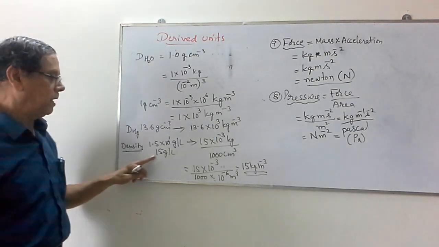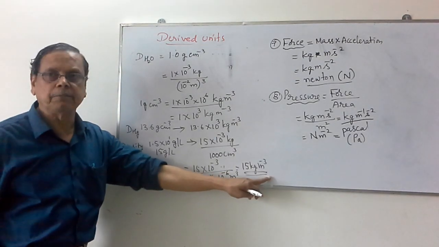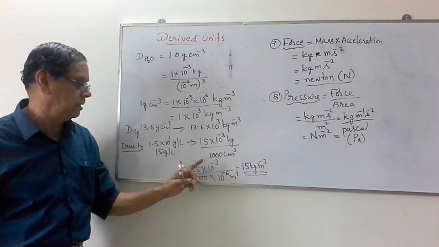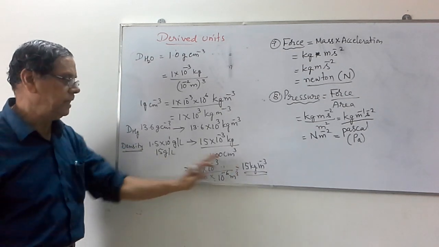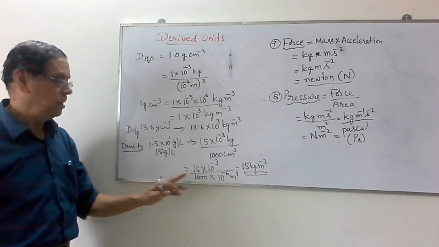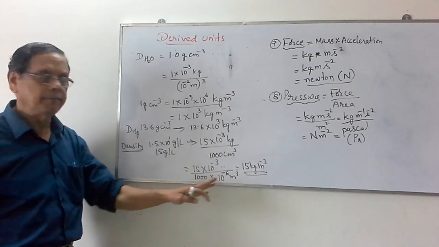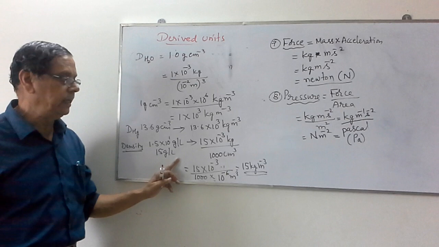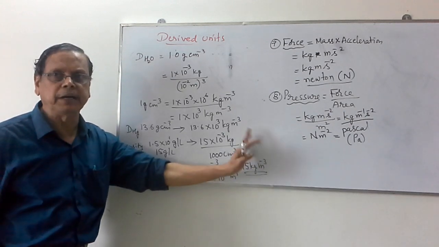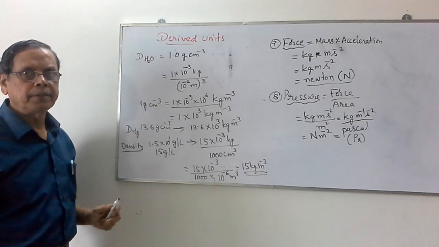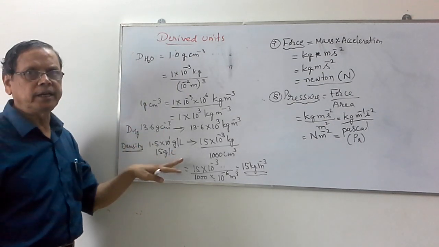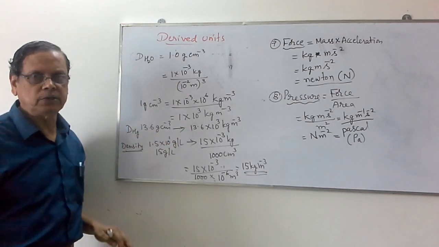So 1 gram per liter corresponds to 1 kg per meter cube, or 15 grams per liter corresponds to 15 kg per meter cube. So there is no change in the value, only a change in the unit. So this is about some of the derived units. Some more derived units we will consider in the next video.